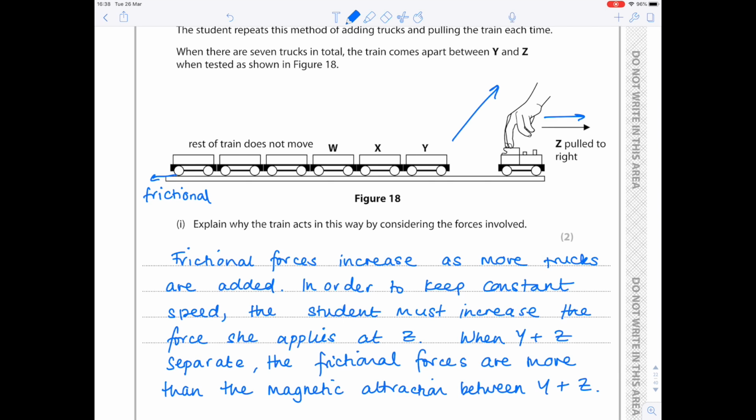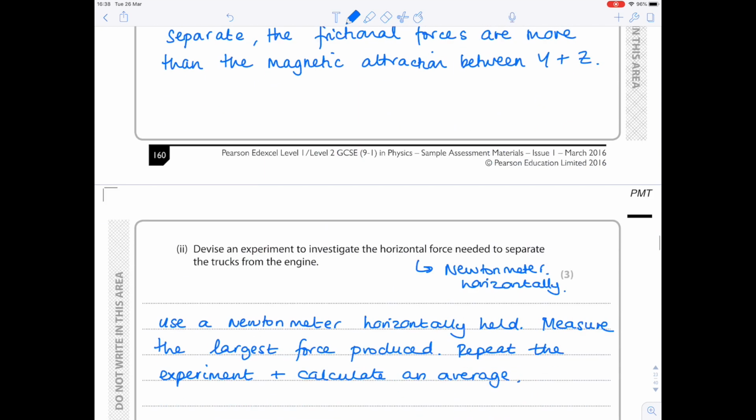The applied force must be resolved horizontally to determine the force that separates the engine from the trucks, and since the size of the resolved force is always less than the size of the actual force, then a larger force is needed to separate the trucks from the engine.